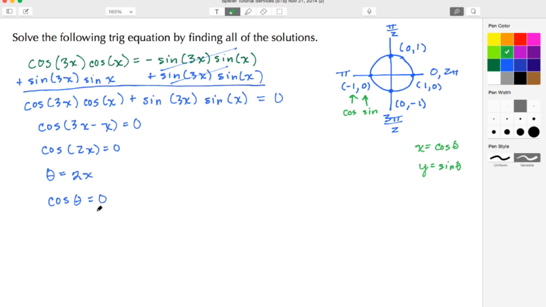So for cosine theta to be 0, we need an x value that's going to be 0. And we see that x is 0 up here at pi over 2, and x is 0 down here at 3 pi over 2. So those two locations are going to be the solutions for this particular problem. So let's just rewrite it here: pi over 2 and 3 pi over 2.